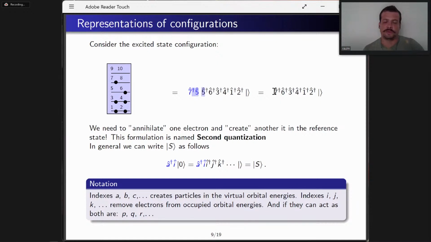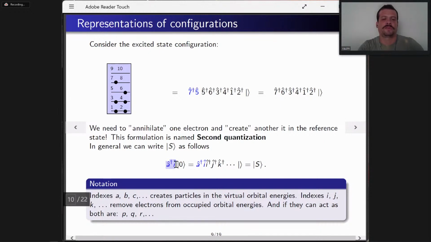And in general, if we want to write this single excited configuration, we can do it by using a pair of creation and annihilation operators acting upon the reference state. So here I is annihilating I. In this way, we obtain this general single excited configuration.